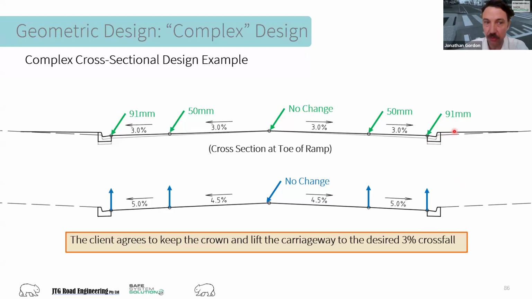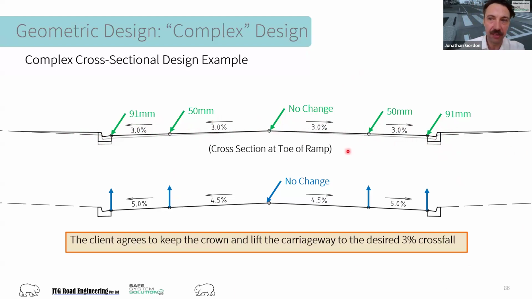Just for anyone wondering, what I'm talking about here at this cross section is at the toe of the ramp. This is not our platform. This is correcting to the 3% that we're looking for at the toe of the ramp, and then our platform, of course, is lifted up to match that 3% as well. So the client's happy with this.